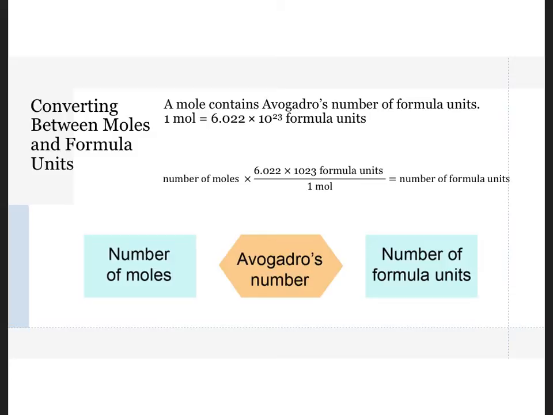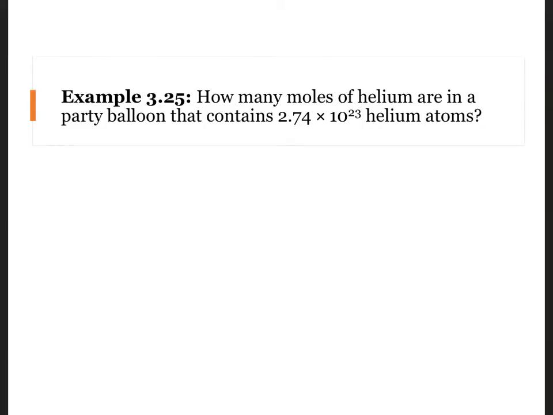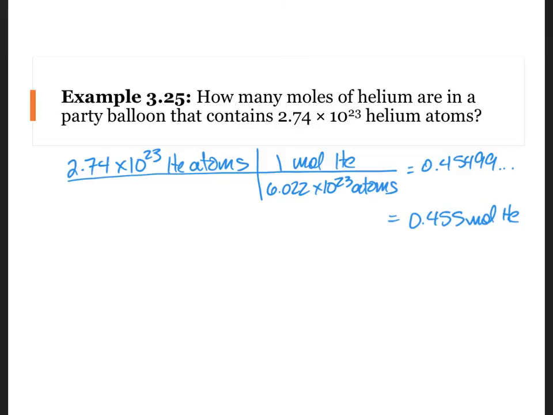Let's work through some examples. How many moles of helium are in a party balloon that contains 2.74 times 10 to the 23rd helium atoms? Here, we'll start with helium atoms, the quantity we're given, and use Avogadro's number to calculate the number of moles of helium atoms. We start with 3 significant figures, so we'll round to 3 significant figures at the end.